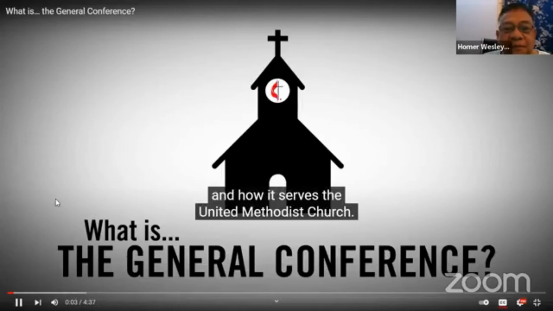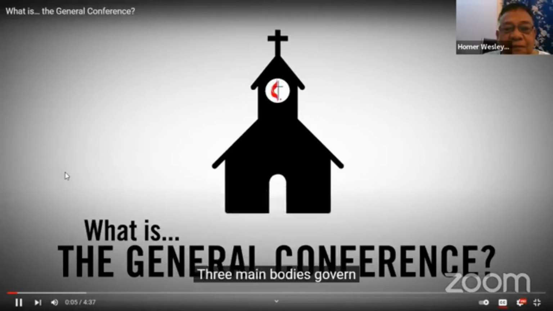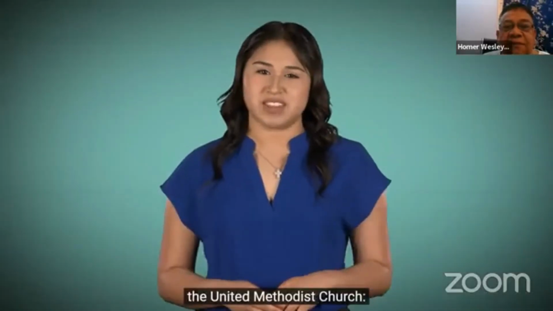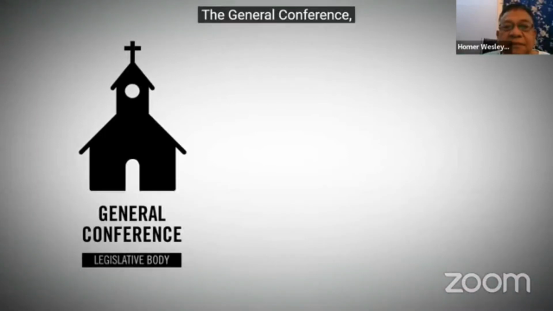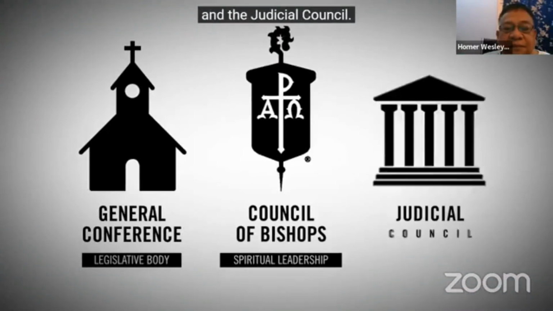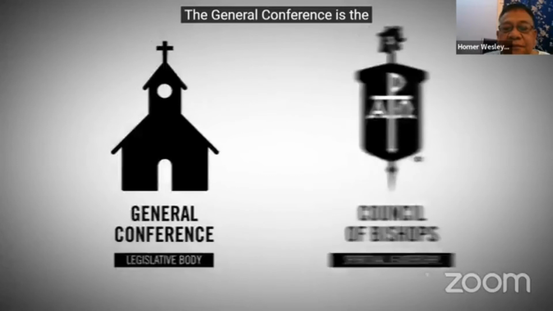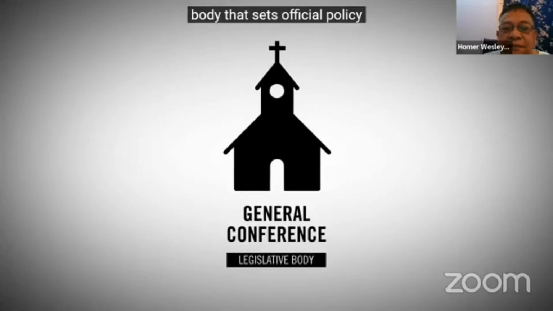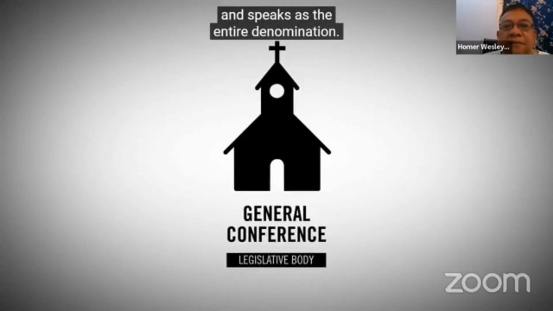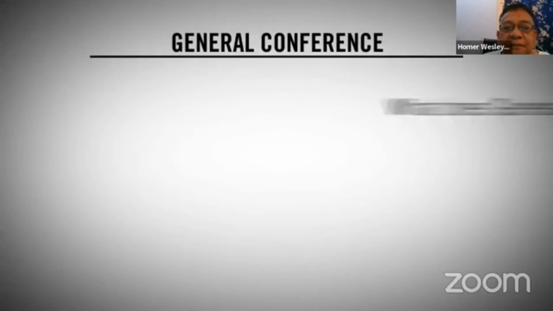General Conference and how it serves the United Methodist Church. Three main bodies govern the United Methodist Church: the General Conference, the Council of Bishops, and the Judicial Council. The General Conference is the body that sets official policy and speaks as the entire denomination.